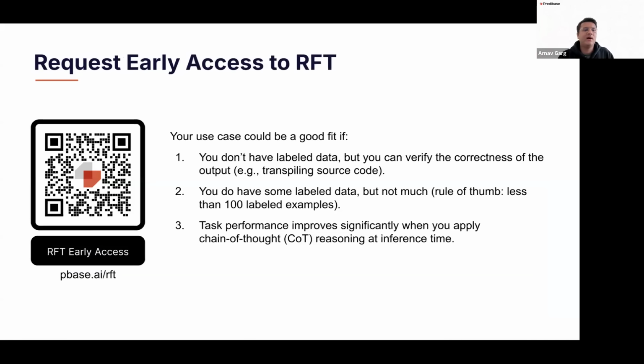And with that, once again, we have functional things that work, and we've run hundreds of experiments over the past month. We have an early access program, and we're happy to work with you to set up your reward functions, things of that nature. So your use case could be a good fit if you don't have labeled data but can verify correctness, or you have some labeled data but not a whole lot. And if chain of thought prompting generally seems to improve your model's performance compared to zero shot inference without chain of thought.